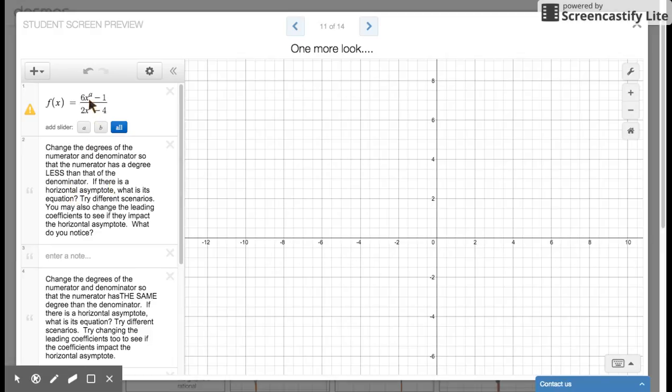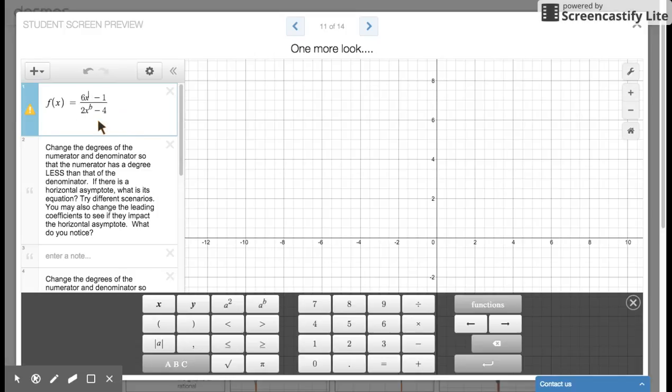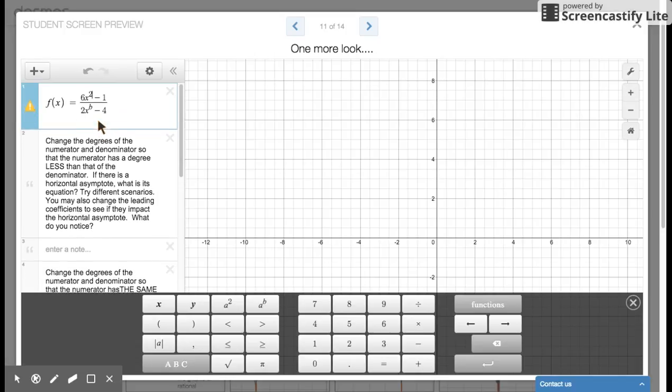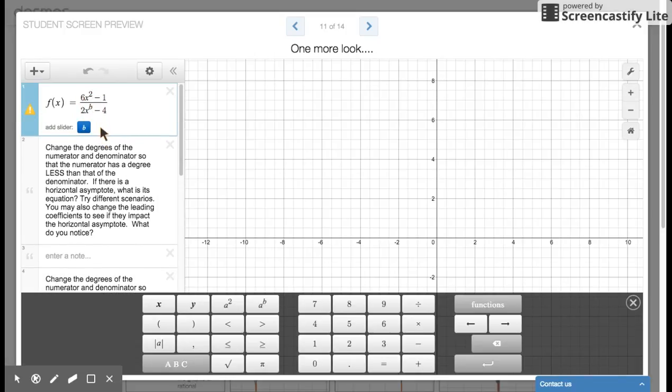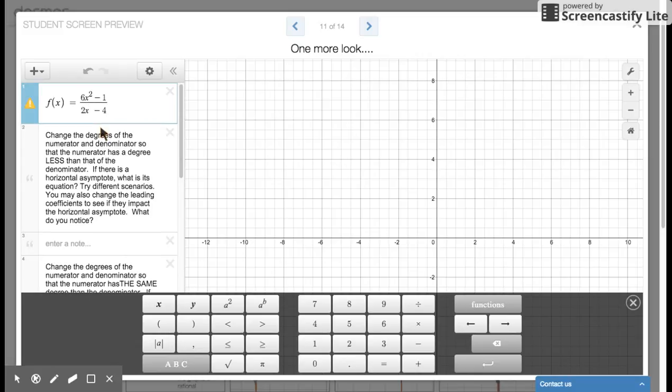So if I choose to put 2 for A, then I can put 3 for B, or 4, or 5. And this satisfies the condition stated here. The degree of the numerator is less than the degree of the denominator. So let's take a look at the graph.